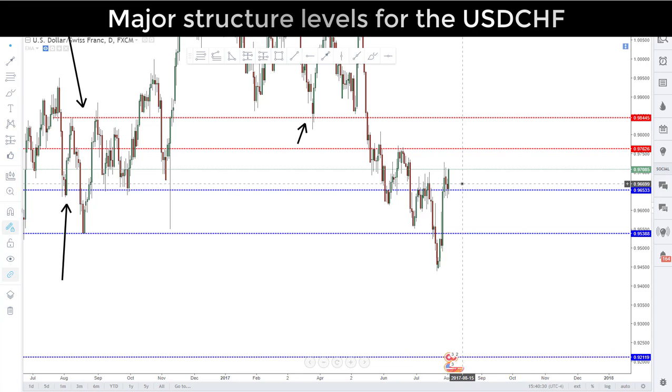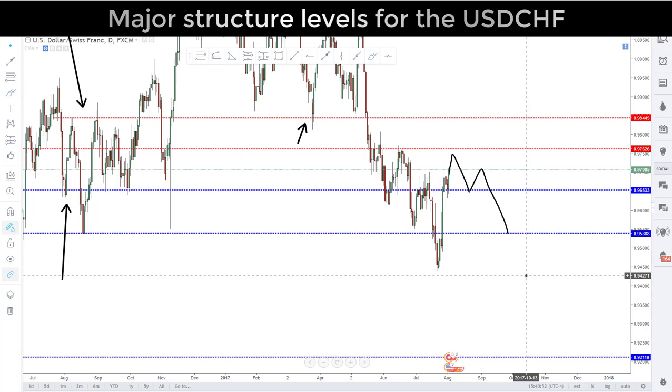And as for support, if this market breaks structure and pulls back into the 0.9653 zone, that's where I'll be looking for my first set of long opportunities. And if we break through that level to the downside, the next level of support that I'll be paying attention to for long opportunities on the dollar Swiss is 0.9538 in that zone.